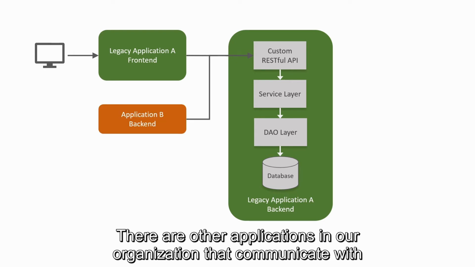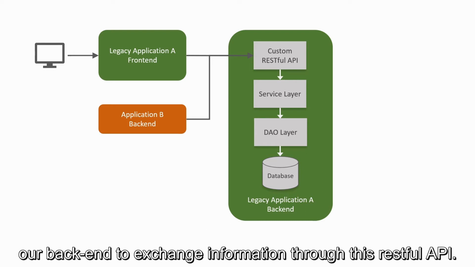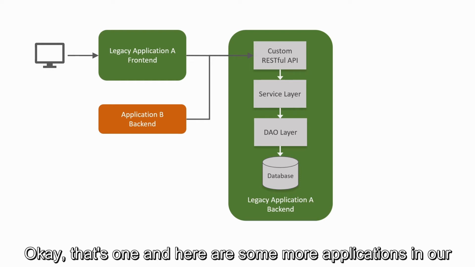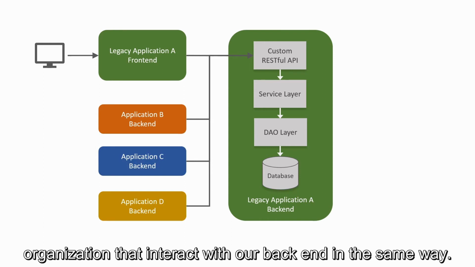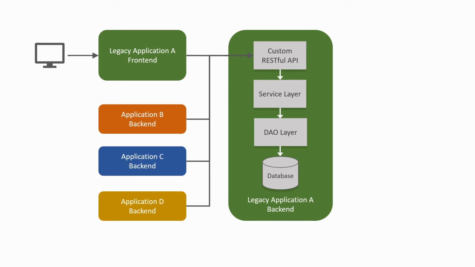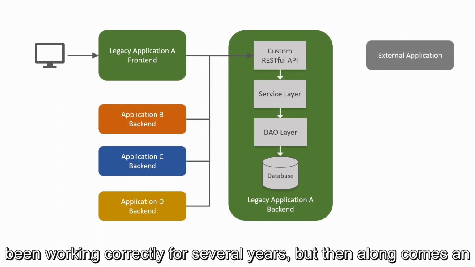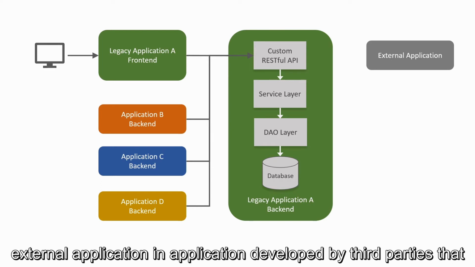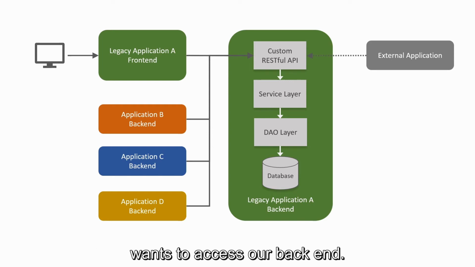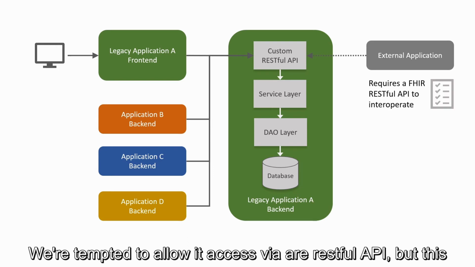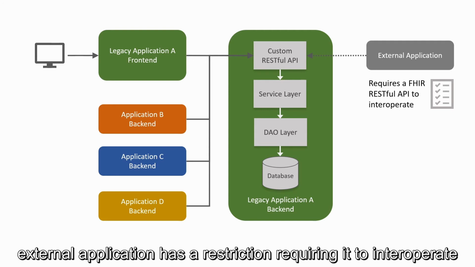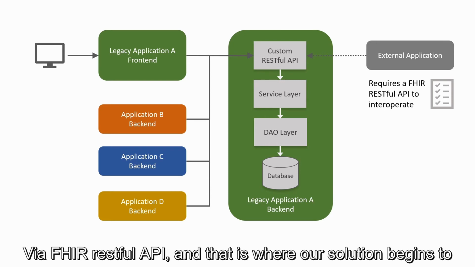There are other applications in our organization that communicate with our back end to exchange information through this RESTful API. Okay, that's one. And here are some more applications in our organization that interact with our backend in the same way. This scenario is the one that the organization developed, and it has been working correctly for several years. But then along comes an external application, an application developed by third parties that wants to access our backend. We're tempted to allow it access via our RESTful API, but this external application has a restriction requiring it to interoperate via a FHIR RESTful API, and that is where our solution begins to encounter problems.